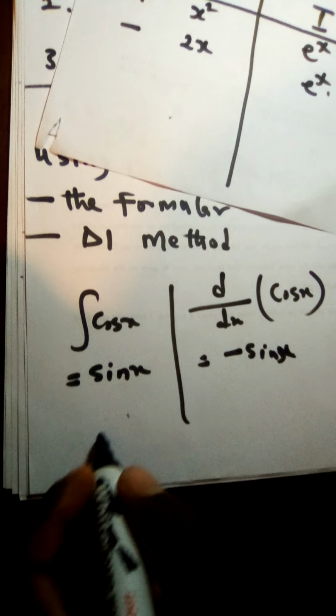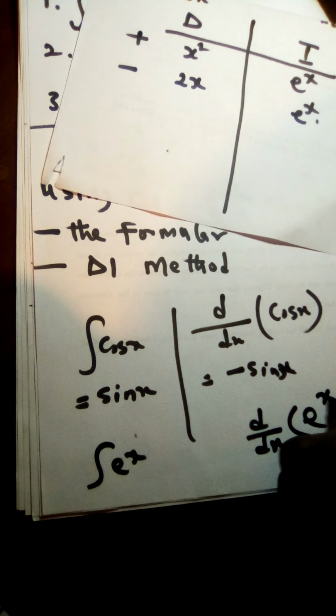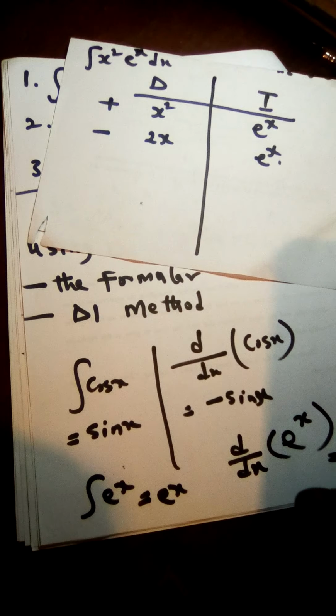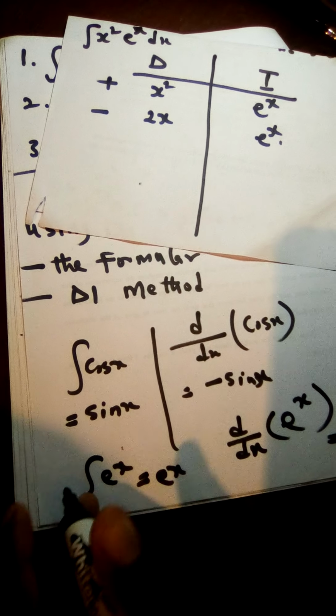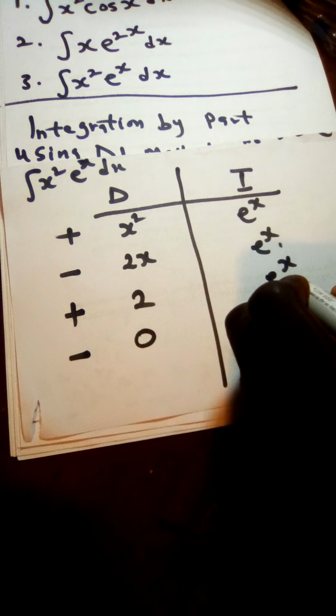The standard formula: when you integrate exponential x, you get exponential x. Meaning, if you integrate exponential x, you get exponential x, and if you differentiate exponential x, you get exponential x. That is that. So we move on, alternating the sign, plus. If you differentiate 2x, you get 2. Continuing, you get exponential x again. Now, the next sign is minus. If you differentiate a constant, you get 0. If you integrate exponential x, you keep getting exponential x. Now it is a 0 here.